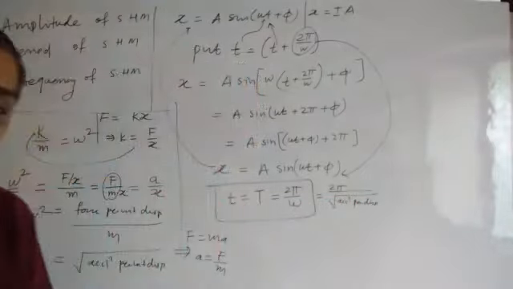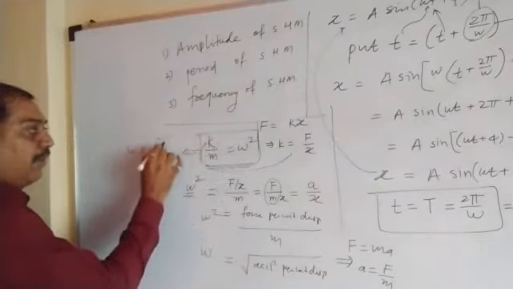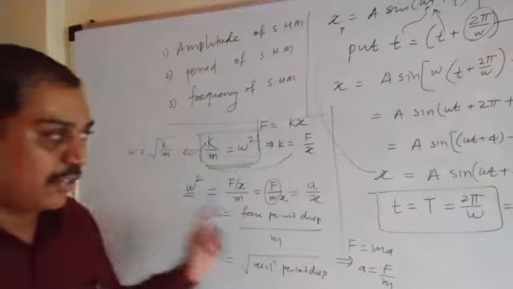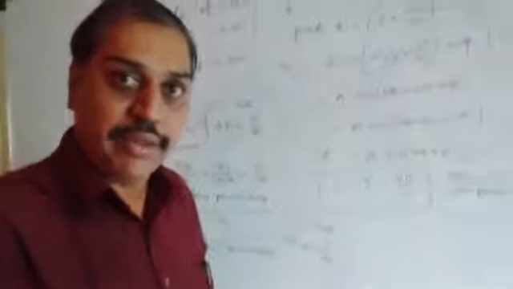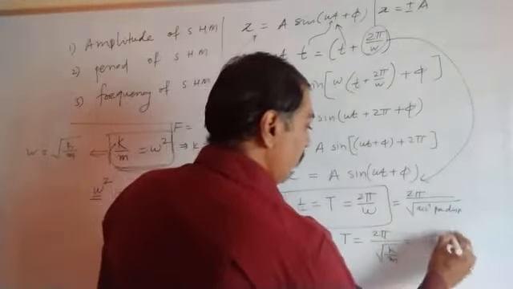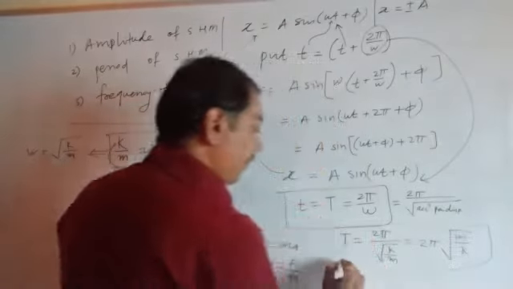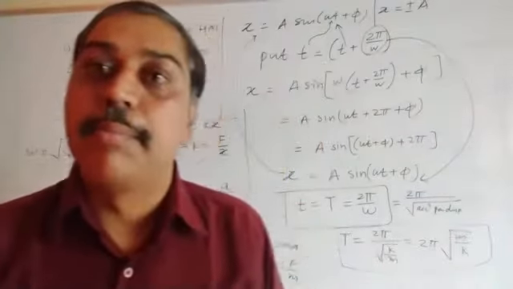Or directly from this omega square, we can write the value of omega from this equation. This implies that omega equal to square root of K by M. We can put this also here. So if we put that value, what time period do we get? T equal to 2 pi divided by square root of K by M. It means T equal to 2 pi square root of M divided by K, the reciprocal of this. So this is the equation for time period of simple harmonic motion.